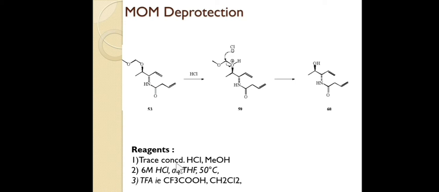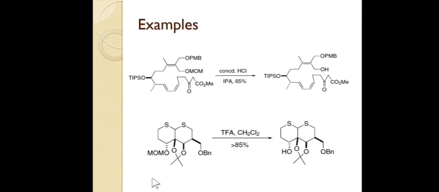Even in the laboratory, if we wash the glassware with HCl and do not wash it properly, and traces of concentrated HCl remain in our glassware, this can also deprotect the MOM. We can use concentrated HCl, 50% HCl or 6 molar HCl, or sometimes TFA, that is trifluoroacetic acid. This is how the MOM is deprotected. Let's go for other examples. These are a few examples of deprotection in presence of concentrated HCl and TFA.